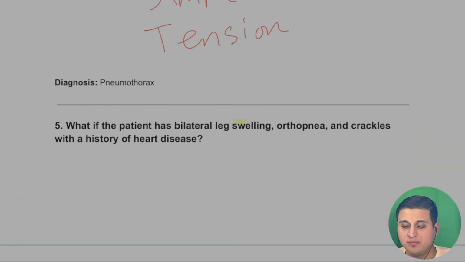Now, what if we have a patient with bilateral leg swelling, orthopnea, crackles, and a history of heart disease? Well, now we have some sort of heart failure picture, right? Heart failure exacerbation.